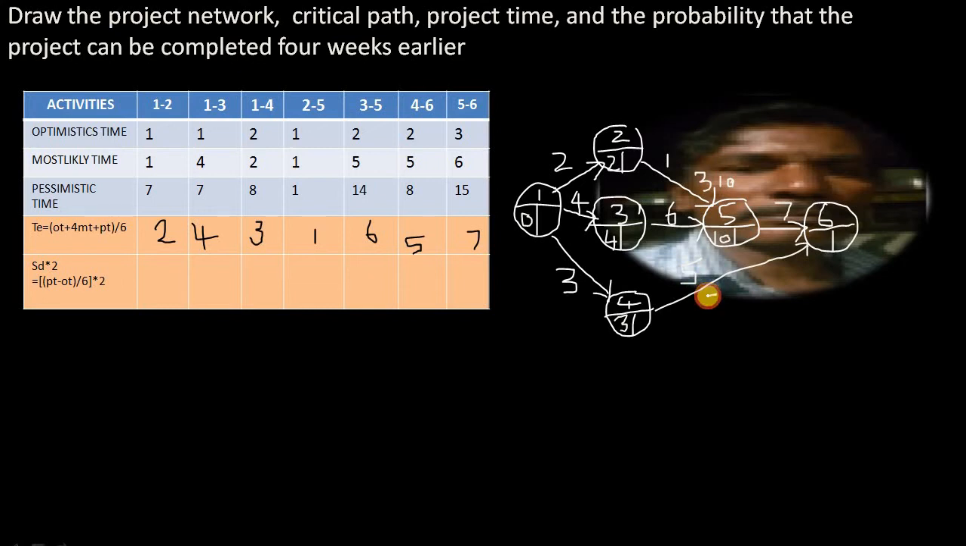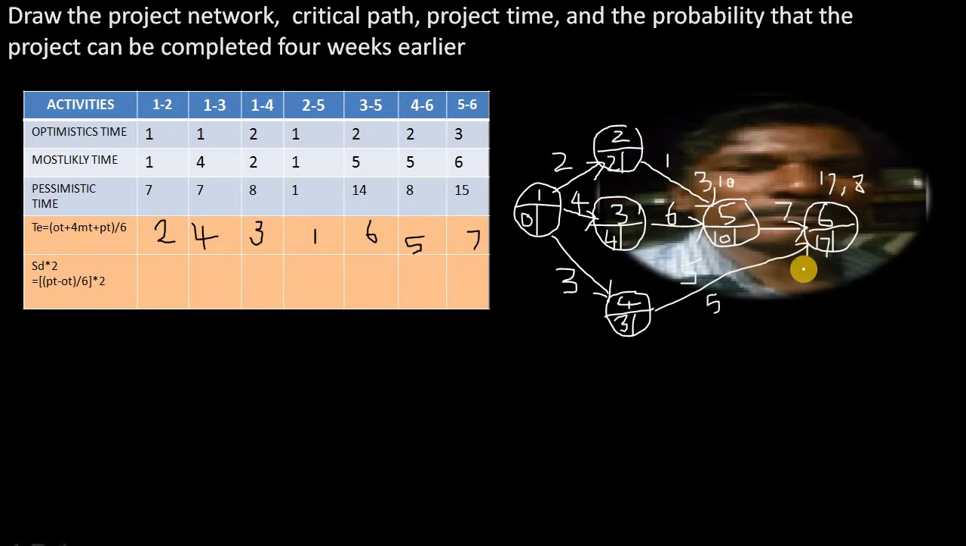I think it is 5, right? 5. So if you come this way, you'll get 10 plus 7, you'll get 17 as the earliest time. Whereas if you come this way, 3 plus 5, you get 8. So 8 weeks, 17 weeks. I told you just before that we have to take only the maximum time. So the maximum time is 10 plus 7, 17. That 17 we have to write. So this is called forward pass calculations, or earliest time calculations.